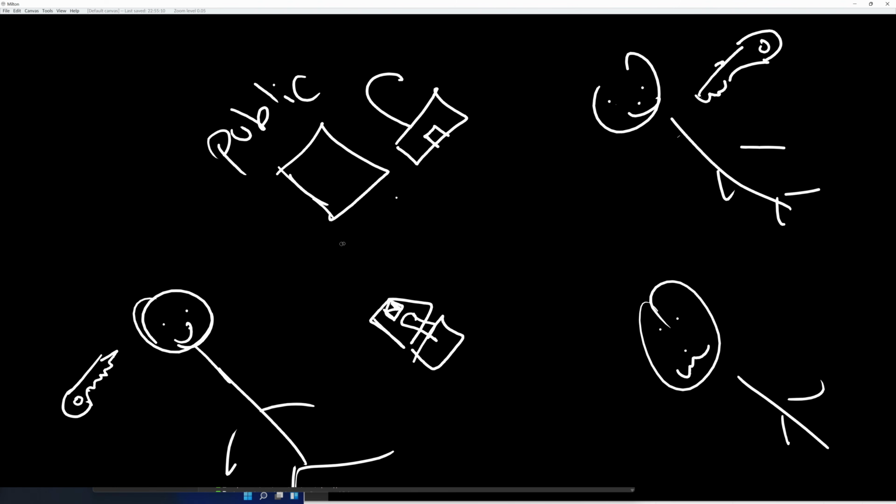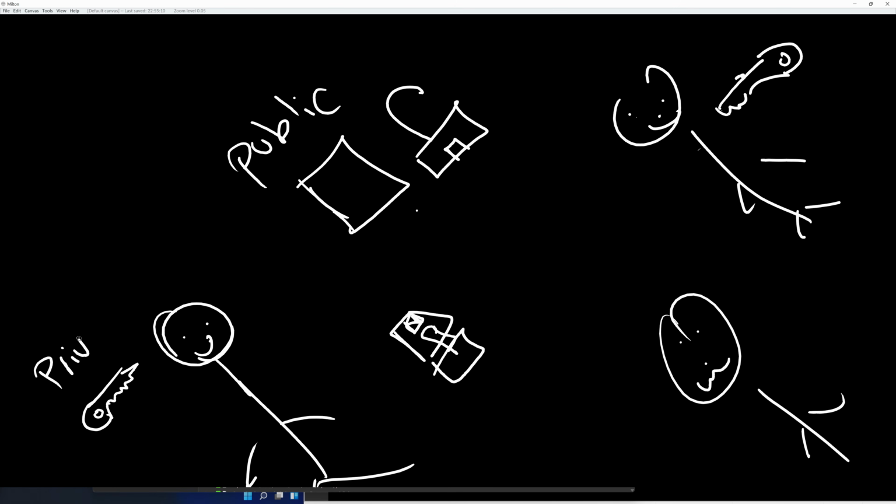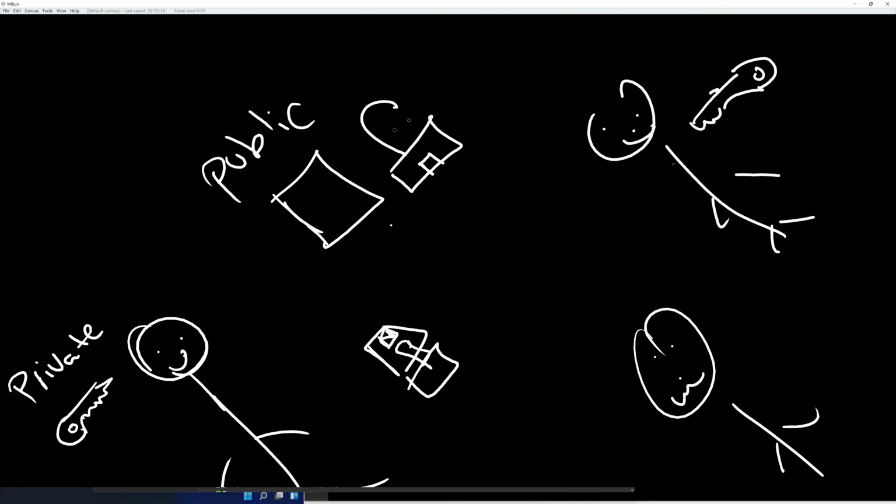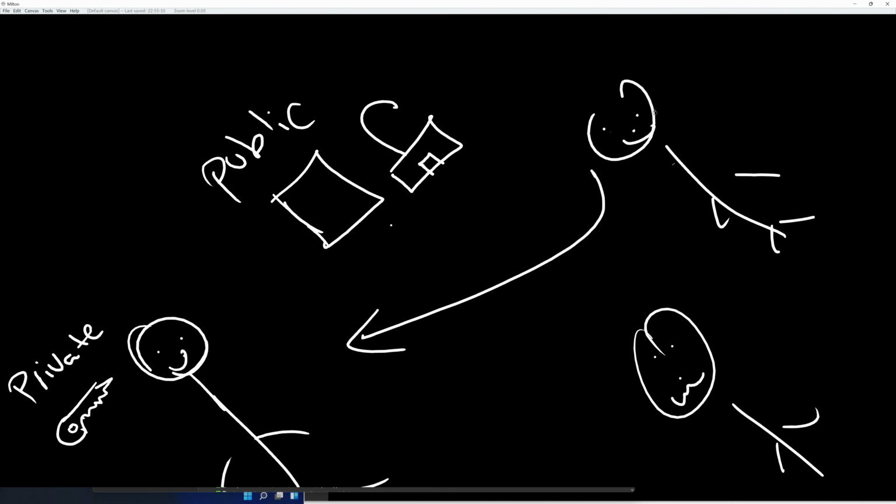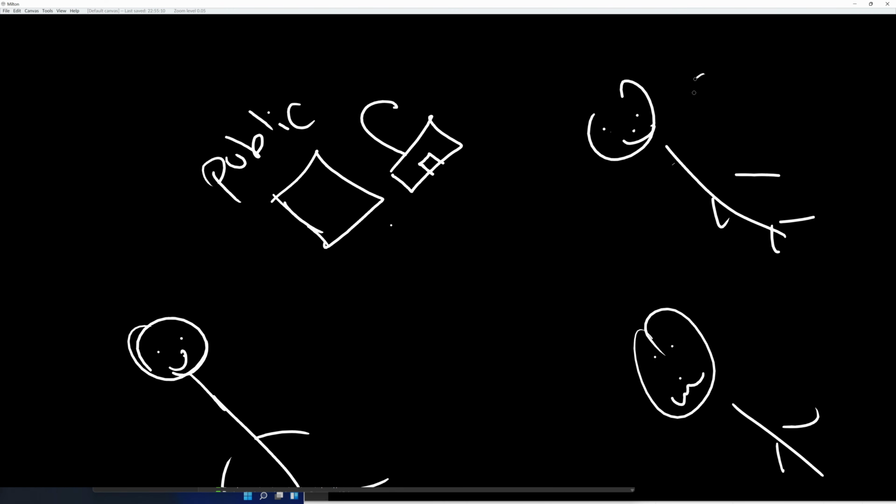So anyways, this is your private key that only you have. No one has access to this private key, right? And let's say this is the public key. So that's the entire point of a public and private key. This guy will send you his public key, right? So in this case, let me actually put the private key over here.